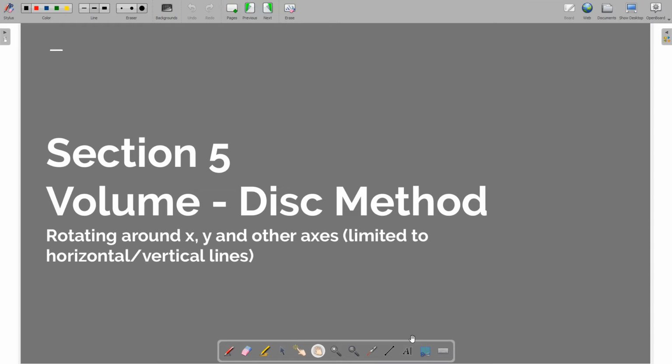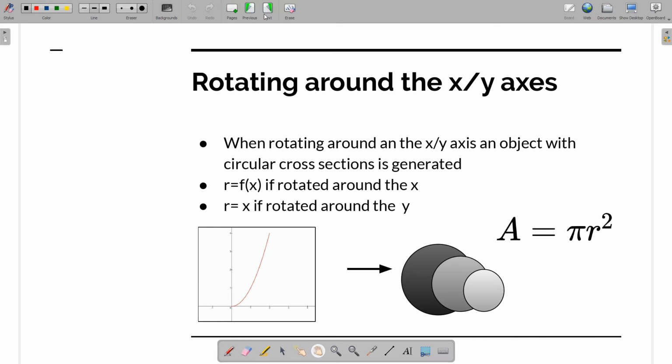Everyone, in this video we're going to be looking at calculating the volume. Specifically, we're going to be using a disk method, which means we're going to be rotating some function around our x or y axes, and towards the end we're going to look at doing it around some other vertical or horizontal plane. So what we're talking about here is different from the last section, if you just watched that.